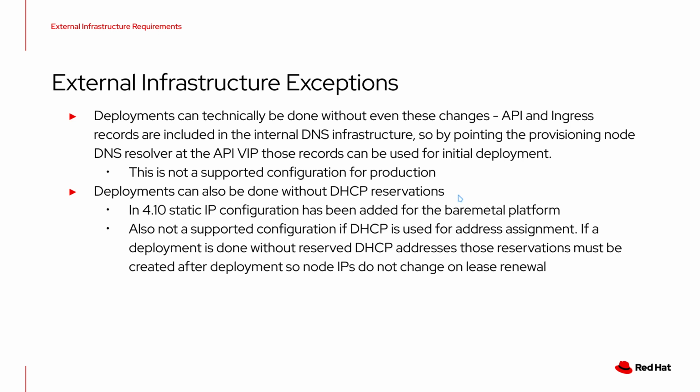You can also do deployments without DHCP reservations. Obviously, the initial deployment is going to work fine in that case. The danger with that is, again, if your IPs change when your DHCP leases expire, then you may have a problem. In 4.10, we also added the ability to do static IP configuration, and that's a bare metal specific feature that doesn't work for any of the other platforms, but at least on bare metal you're able to deploy with static IPs, and obviously in that case you don't need any DHCP infrastructure at all, which is one of the main drivers behind static IPs.